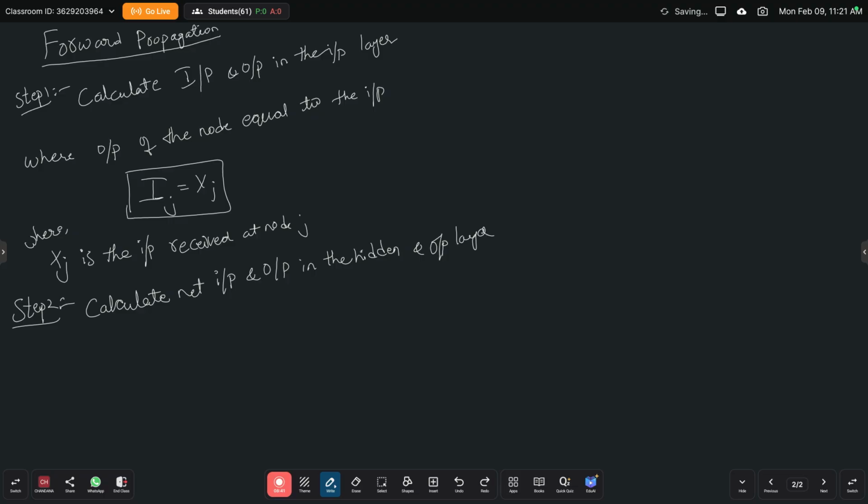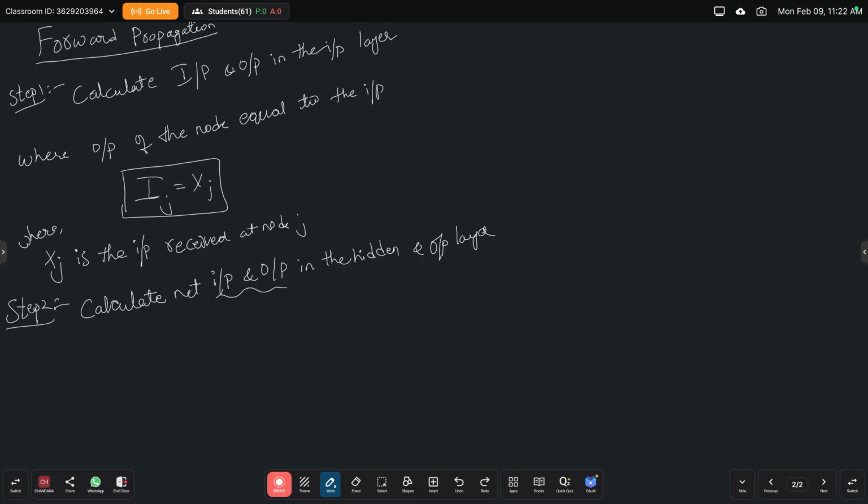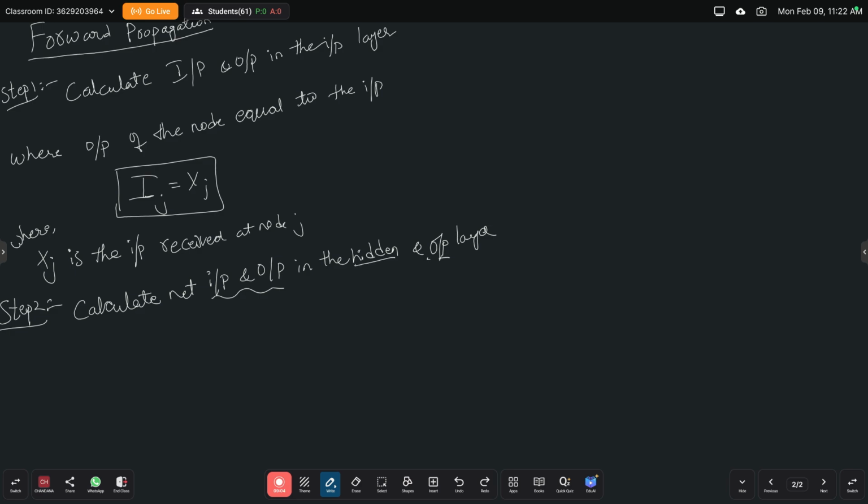The formula to calculate the net input and output for the hidden layer and output layer: first for the hidden layer, next for the output layer. Here we are calculating both input and outputs for the hidden and output layers. So here I am writing the formula for the hidden layer first.